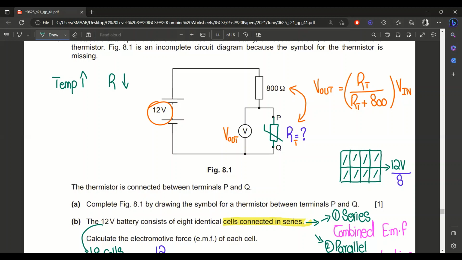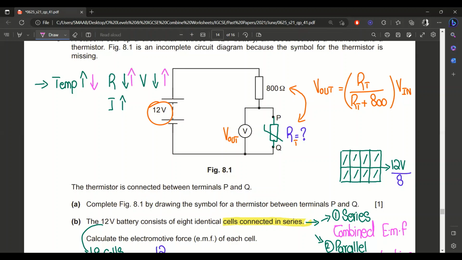So if resistance decreases, the value of electric current will increase, right? And the value of voltage will decrease. So it means that to increase the voltmeter reading, must the temperature increase or decrease? Decrease. So we need to decrease the temperature, so that will increase the voltage and that will also increase the resistance.